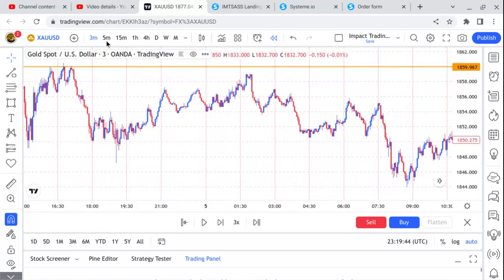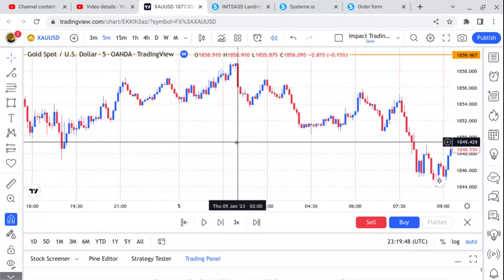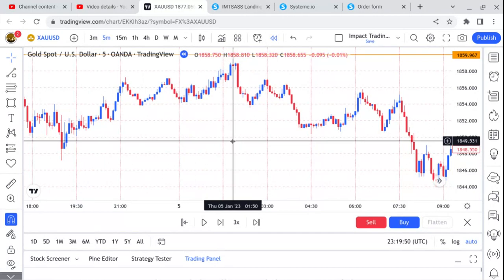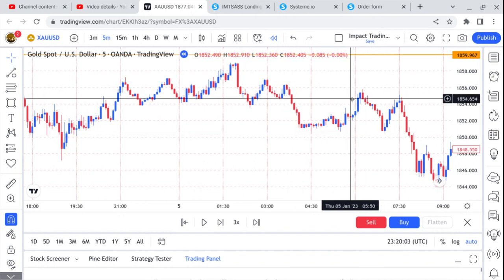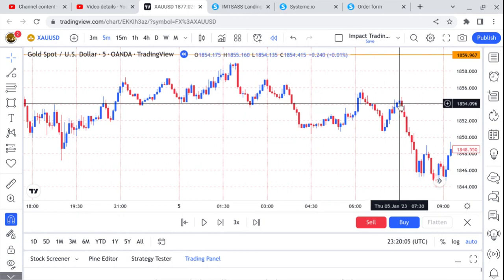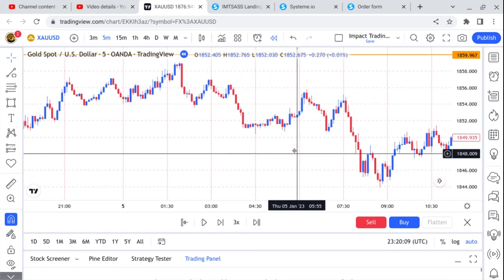So 3-5-15 for intraday traders. This is how it looks on the 5-minute chart. There is a 1, 2, 3 bar reversal. This is a 2 bar pin bar here. This is a bullish candle with an inside bar. 2 bar pin bar here. Pin bar here. All indication price is moving down.